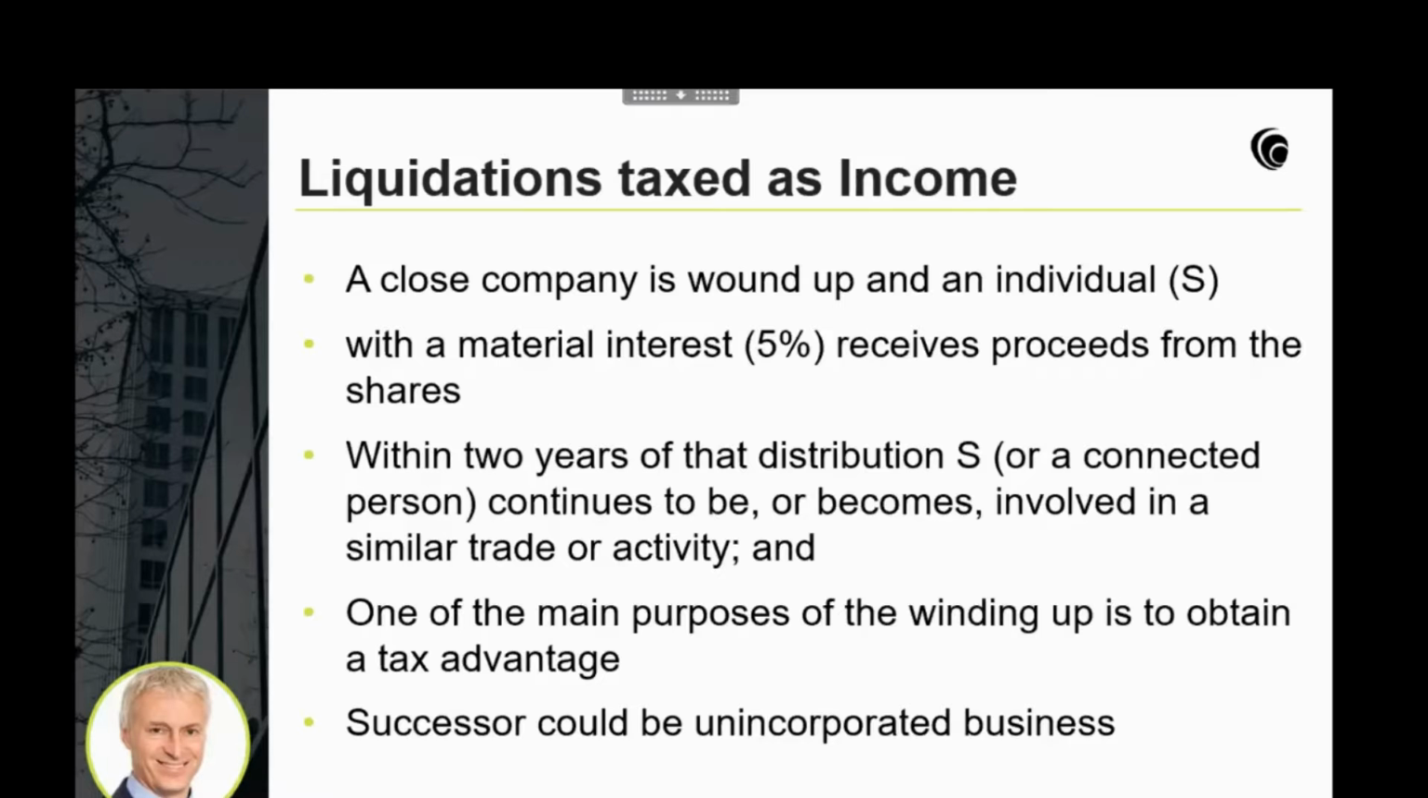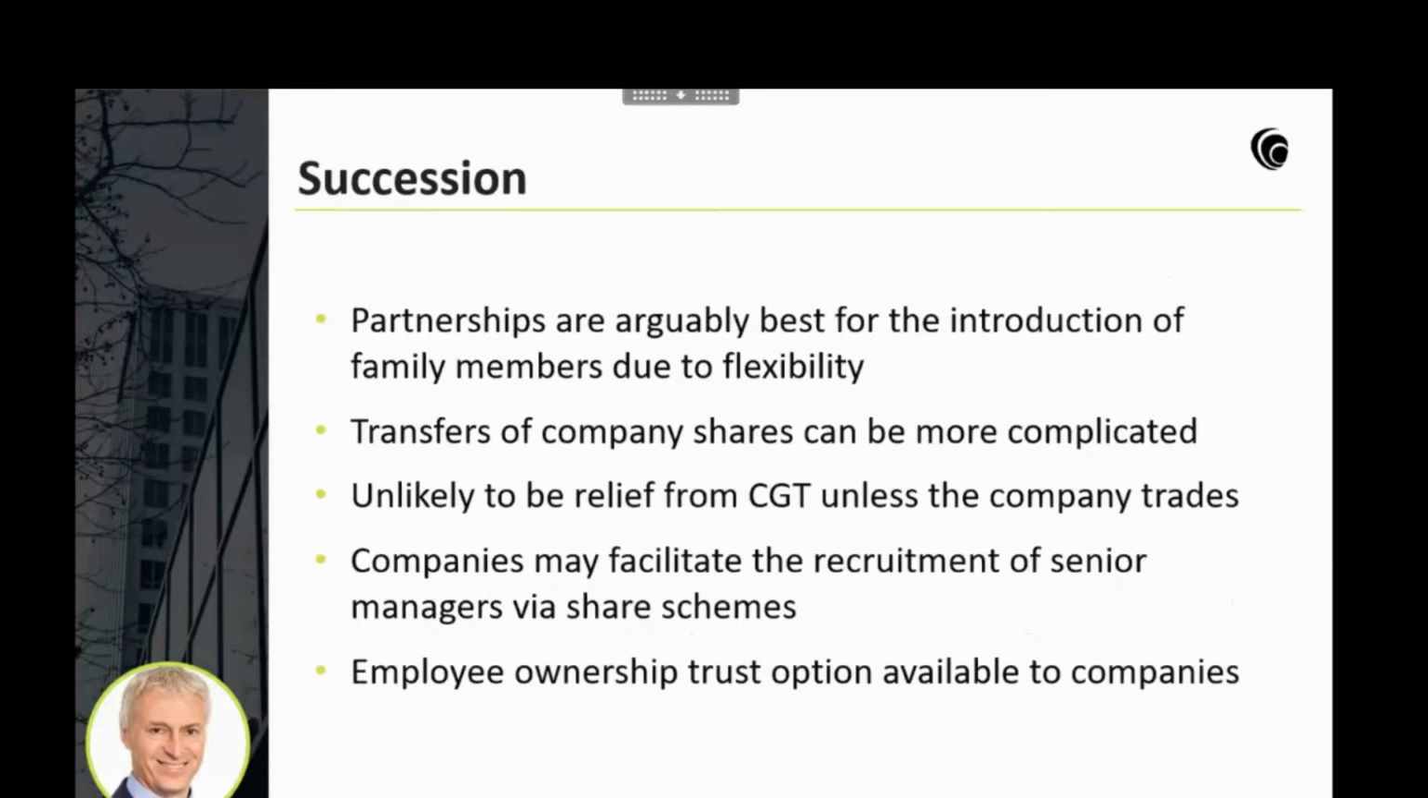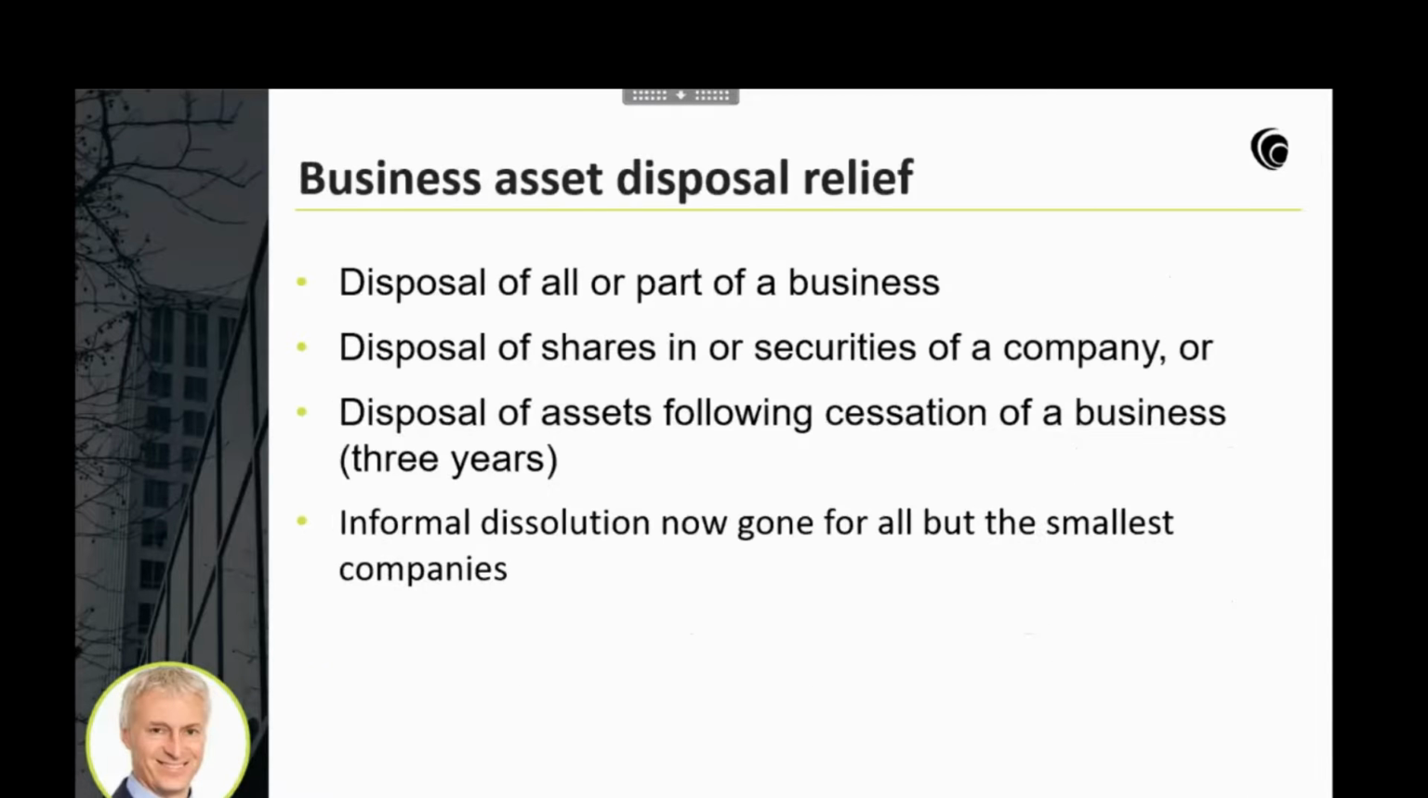If we go on to the next slide, I'm going to skip that one actually because I don't think we really have time for that. If we can go to the next one, business asset disposal relief. I alluded to this earlier on, but just a bit of detail. When you dispose of a business, or all of a business, or part of a business, or the shares in a trading company, then you can qualify for this relief. It used to be called entrepreneurs relief. Now it's BADR, and it gets you a 10% tax rate.